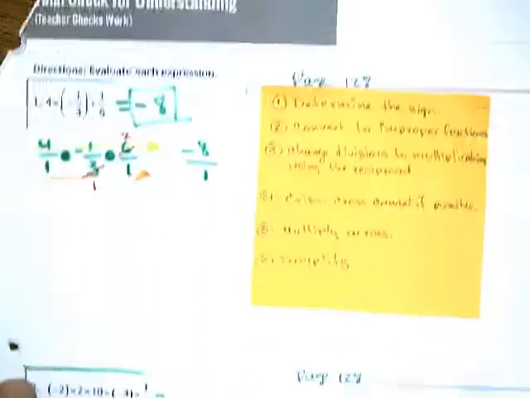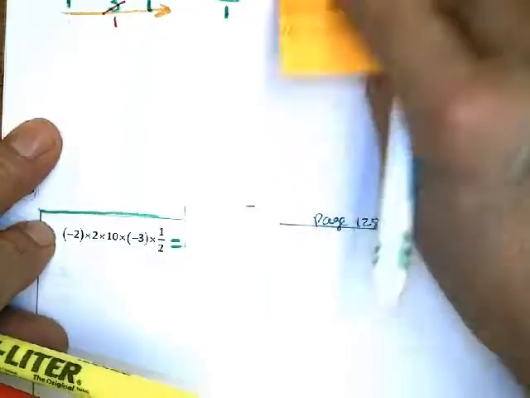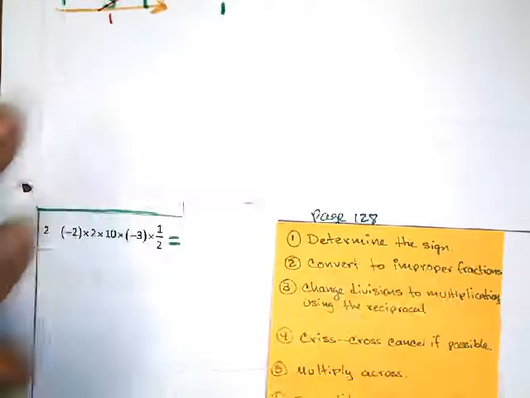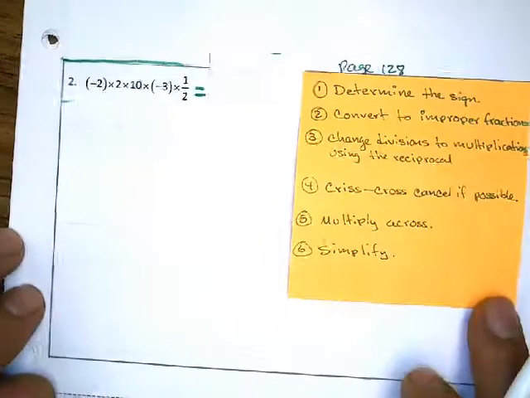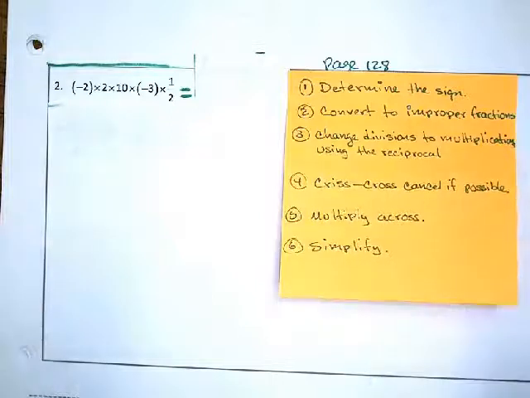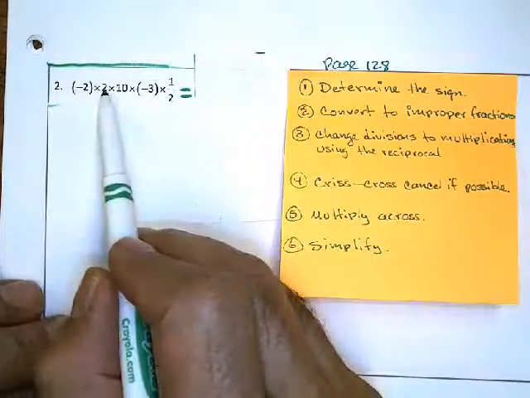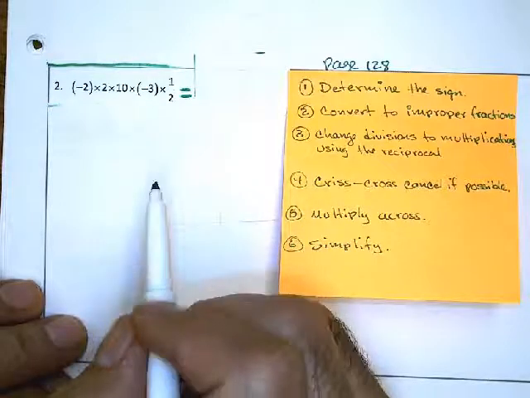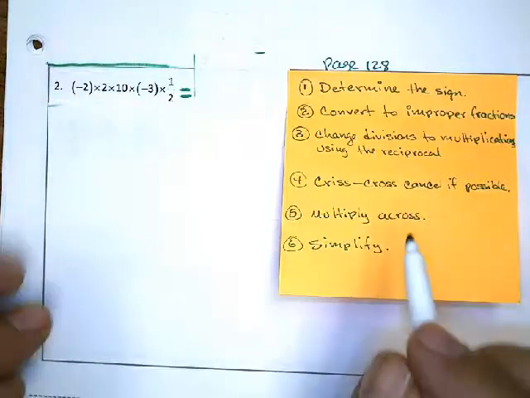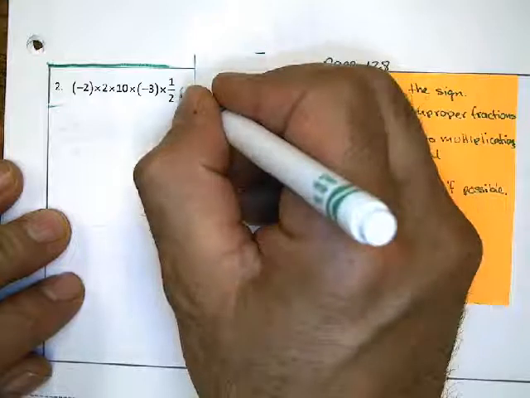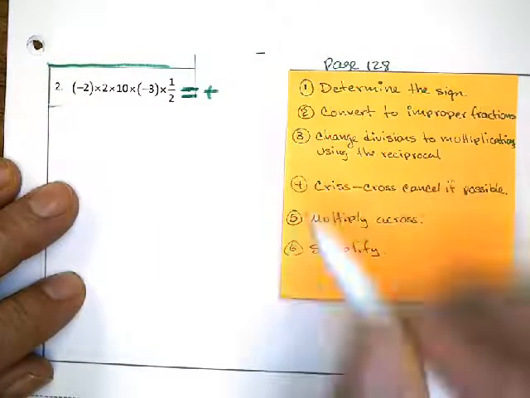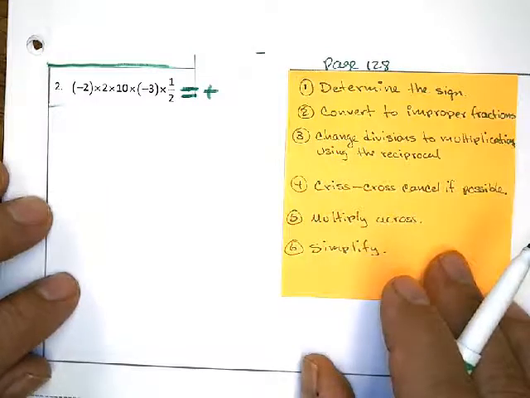Okay, same page, problem number 2. I like to keep my rules in sticky notes so I can move them from problem to problem. So on this one, I am multiplying 1, 2, 3, 4, 5 numbers. 2 of them are negative. That means that I can determine my sign by saying, okay, 2 is an even number. That means that my answer is going to be positive. Whatever answer I get is going to be a positive answer.